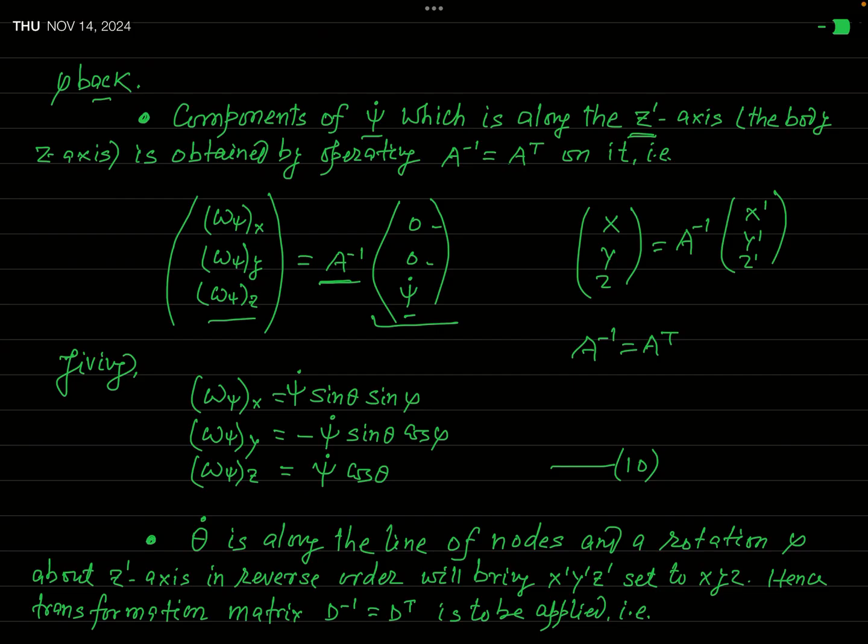I have not written the expression for A transpose here. This has been left for you as homework. But when you use the expression for A inverse or A transpose and simplify, you will get omega psi x is equal to this much. This is psi dot sine theta sine phi. Omega psi y is equal to this much. This is minus psi dot sine theta cos phi, and omega psi z is psi dot cos theta. So in this way you can find the x, y and z components of omega psi.